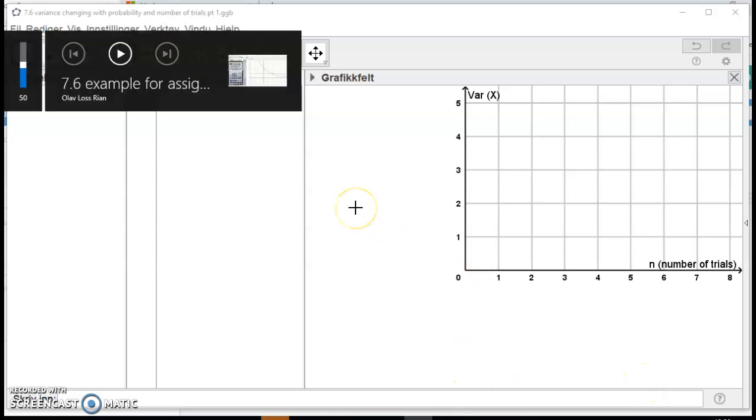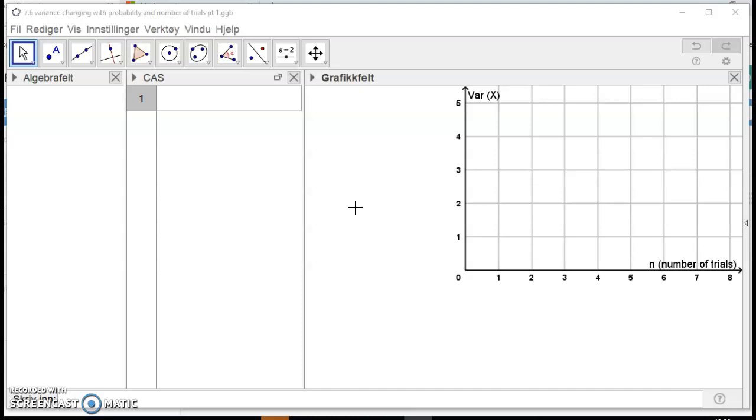So in this video, we'll have a look at variance and see how variance is influenced by the parameters that we have in binomial probability distributions. And that is the parameters n for number of trials and p, which is the probability for each trial. So I'm going to draw a variance function. So we'll try to draw the graph of the variance.